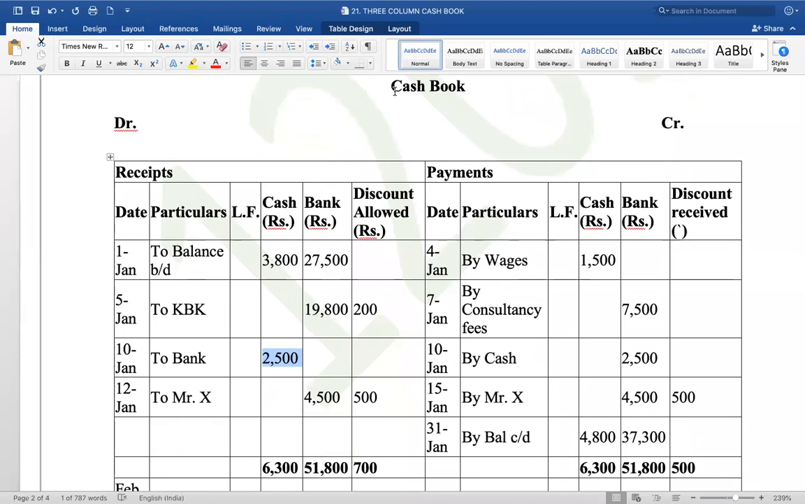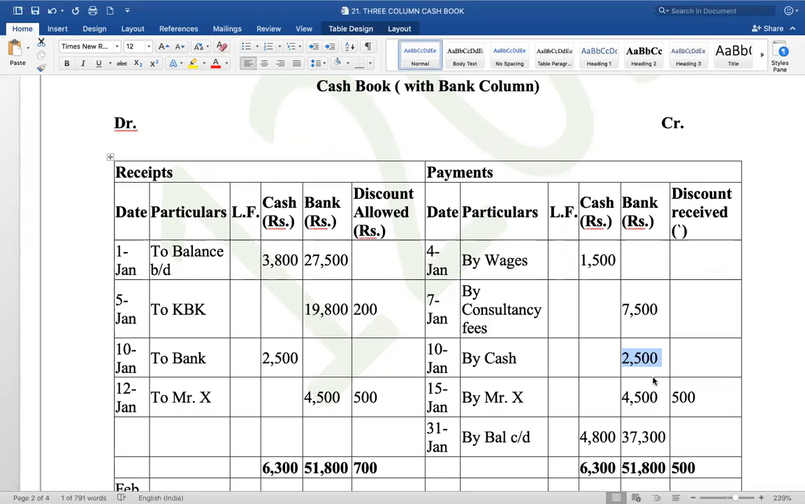So this is a cash book with the bank column also, right? So you have to give the treatment for the bank column also, 2,500. 2,500 is credited in the bank column. 2,500 is debited in the cash column. Cash column is debited because the cash account is receiving. Bank column is credited because the bank is giving. Debit the receiver, the cash account. Credit the giver, the bank account.